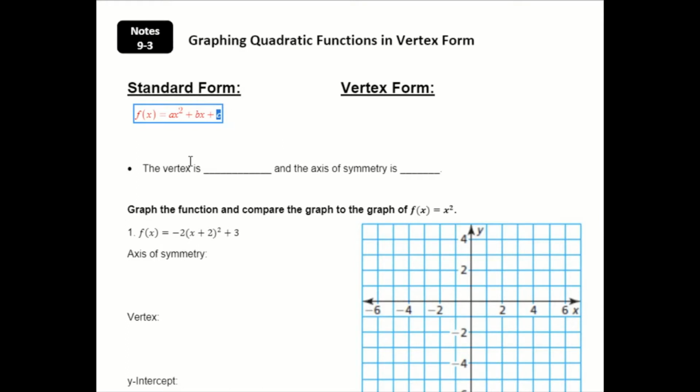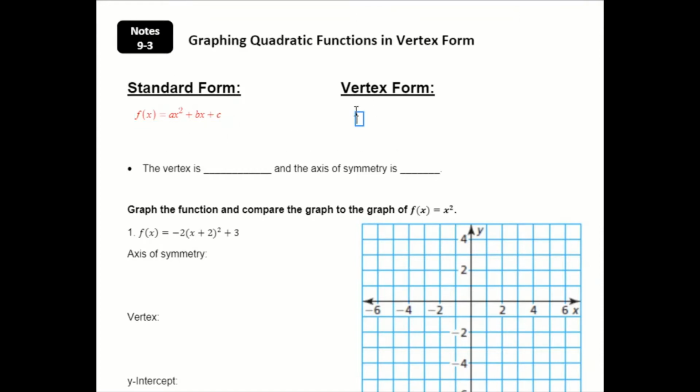And then the overall strategy for graphing something like this is to identify the vertex by calculating the axis of symmetry, which is negative b over 2a, and then plugging that back into the function. And then we created a table to find more points. So that's basically what we did last time.